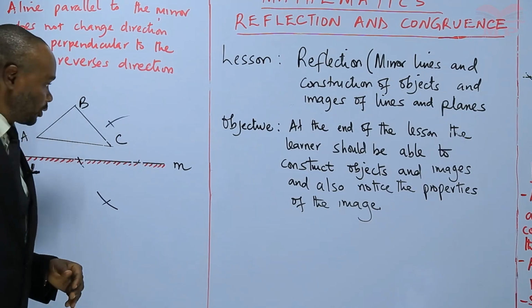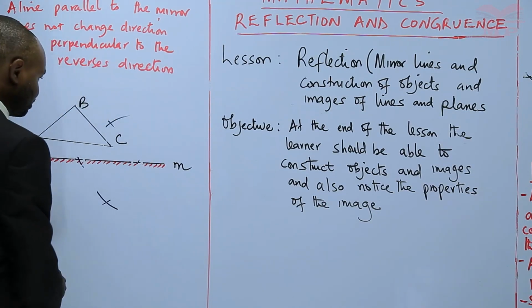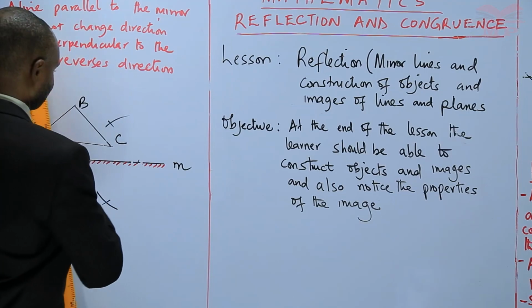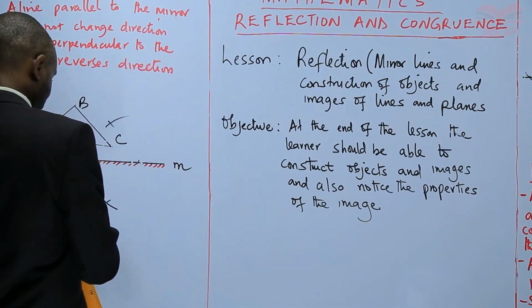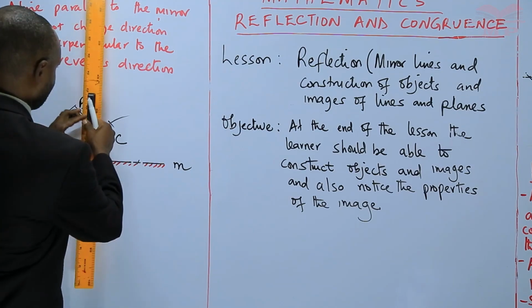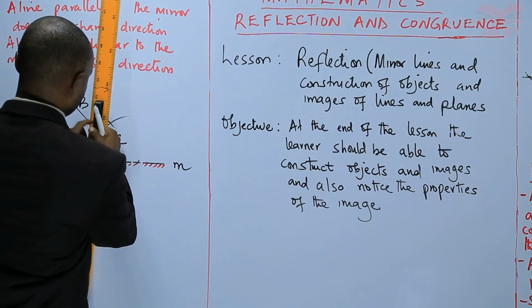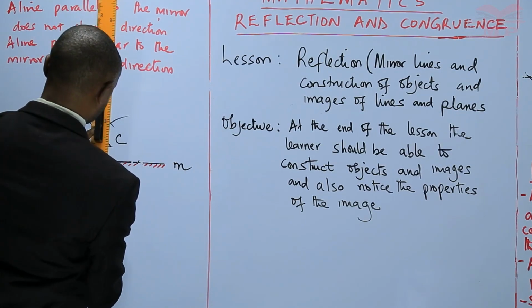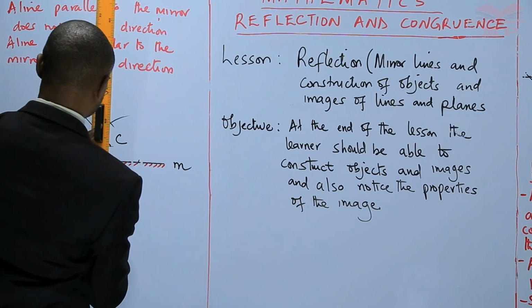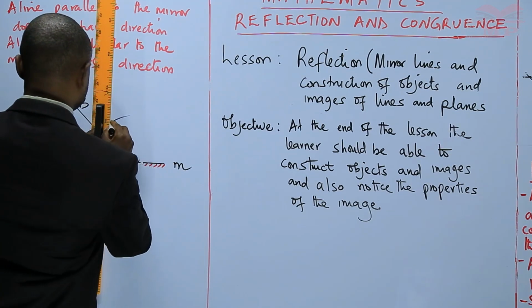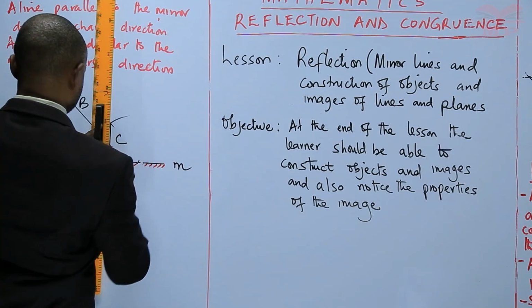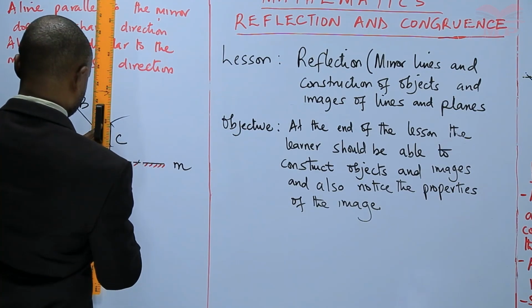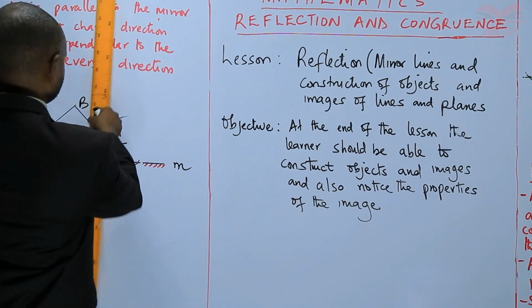You join this, and on the object side, you'll actually have a continuous line from C. On the other side, have dotted.